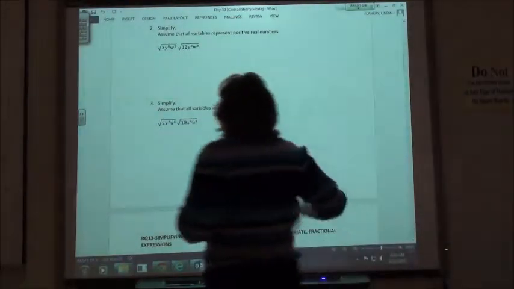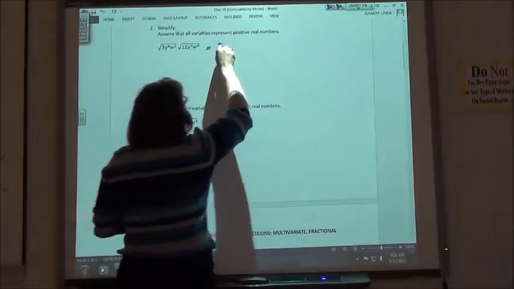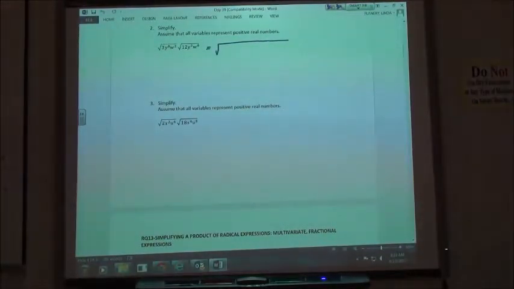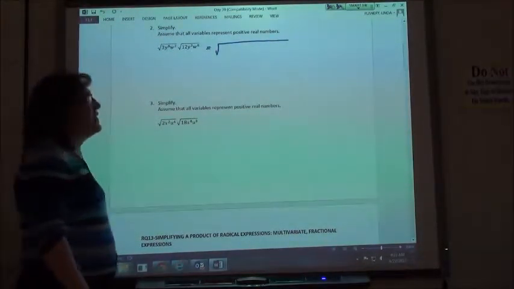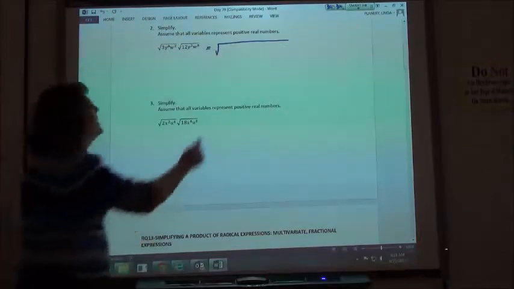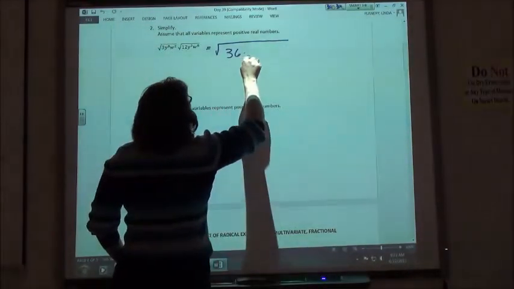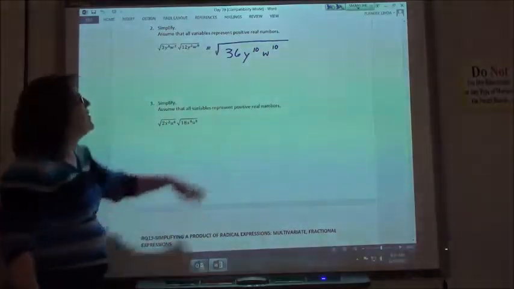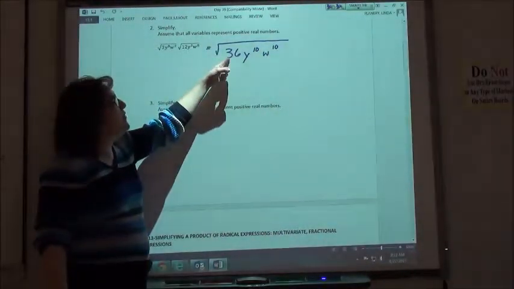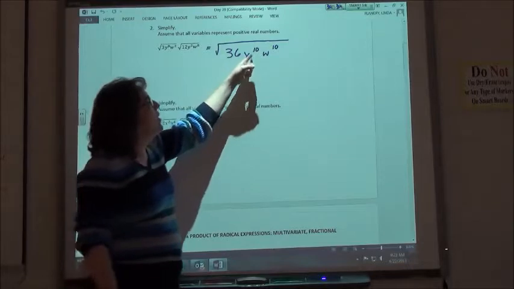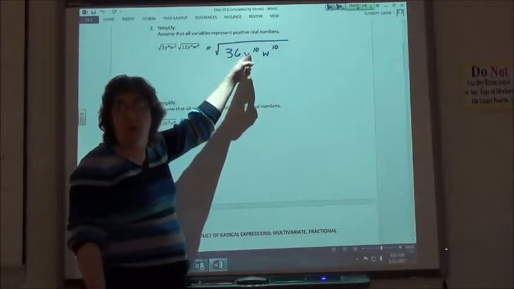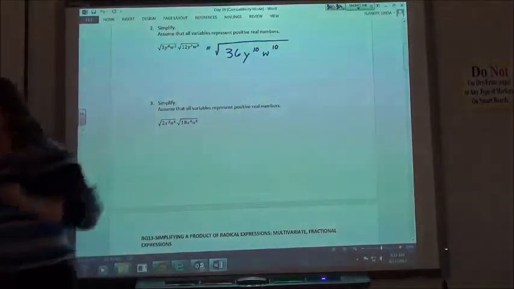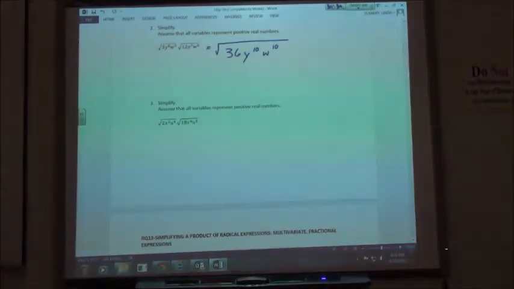So number 2, if we multiply that together, what would we have under our square root? 36y to the 10, w to the 10. And I look at that and I say, okay, 36 is a perfect square, I'm going to leave that alone. Y to the 10th is a perfect square because it has an even exponent, I'm going to leave that alone. And w to the 10th is also a perfect square, I'm going to leave that alone.